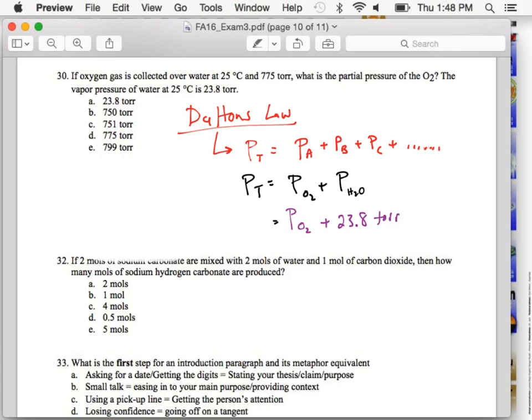Water happens to be what phase? A liquid. What do some liquids do? Turn into gases. That's why we get evaporation. That process is known as the vapor pressure. Okay? So our 23.8 is corresponding to the water. So what is our total pressure then? That's our 775. So what do we do? Subtract, and we have our pressure total. Make sense?